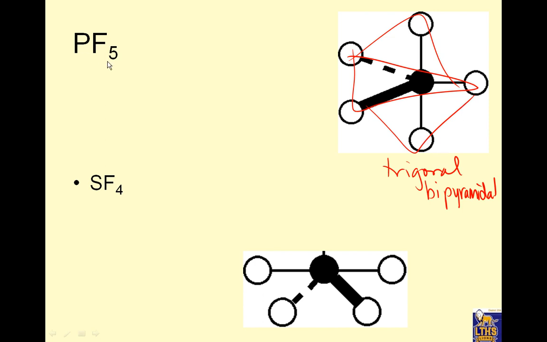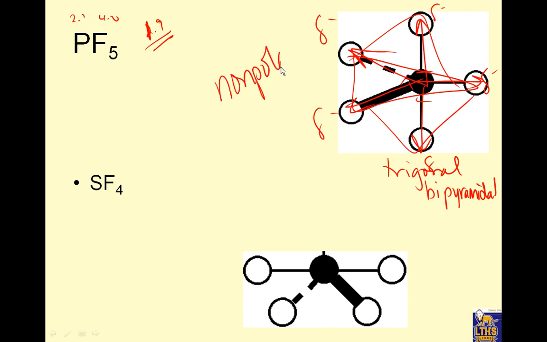Polar or nonpolar? Well, if these bonds are polar, this is 2.1, this is 4.0, so it's 2.9, right? Nope, it's 1.9. Got that? 1.9 is polar bonds. Polar bonds pointing to the fluorines. You draw those on there. These are all partially negative on the outside. But there's no one side that's different than the other, so this is going to be a nonpolar molecule.